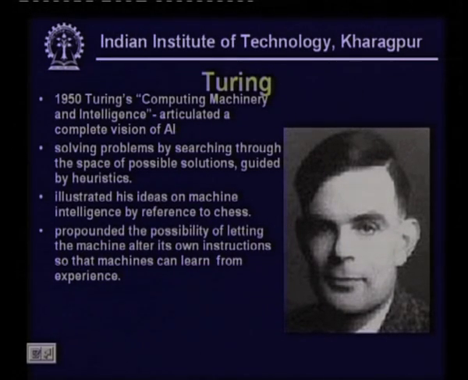We have already seen Alan Turing. In 1950, Turing published his "Computing Machinery and Intelligence", and this article articulated a complete vision of AI, of how AI systems can solve problems by searching through a space of possible solutions guided by heuristics. He illustrated his ideas on machine intelligence by reference to chess. He propounded the possibility of letting the machine alter its own instructions so that machines can learn from experience.